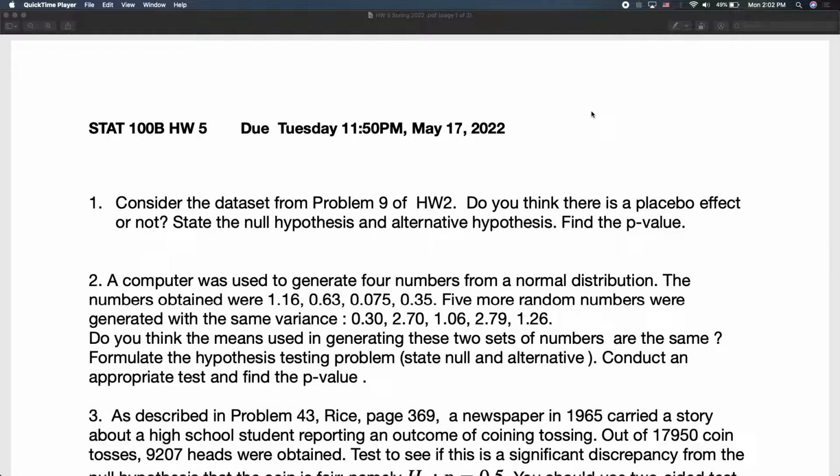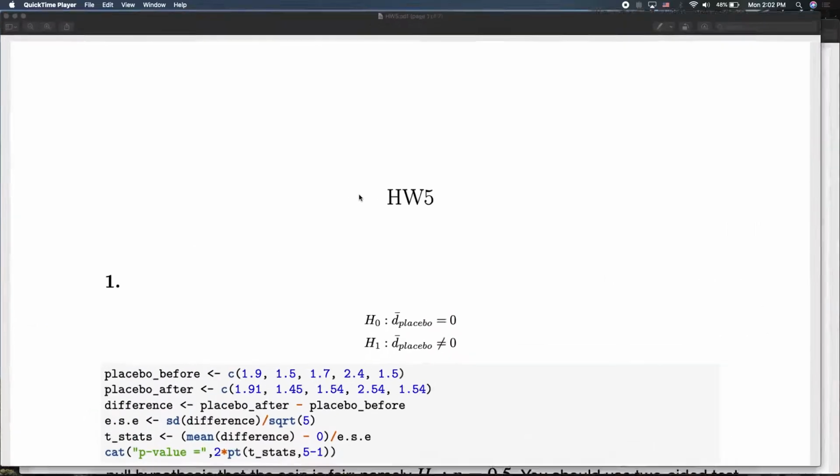Yeah, so then we just continue homework 5. Problem 9 of homework 2: if there is a placebo effect or not, so state the null and alternative.